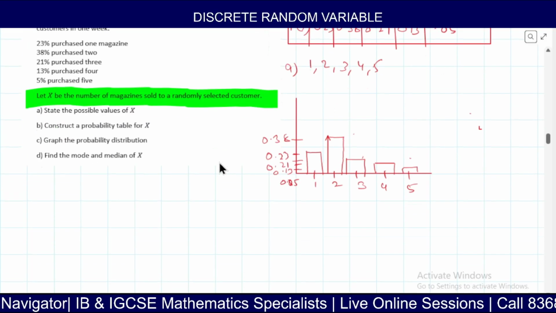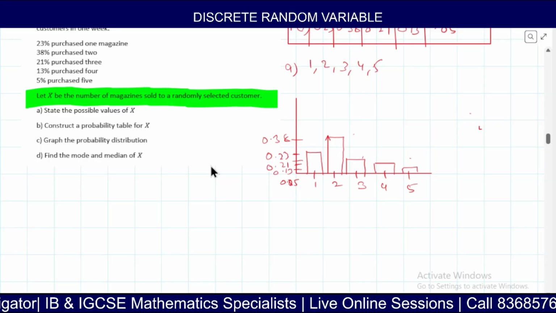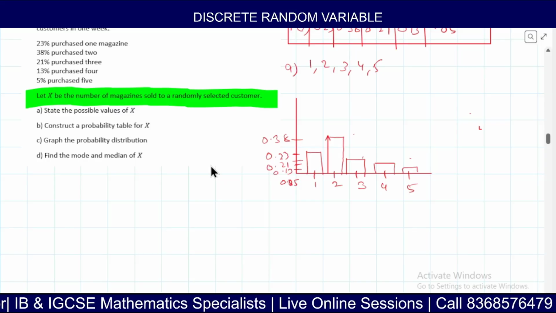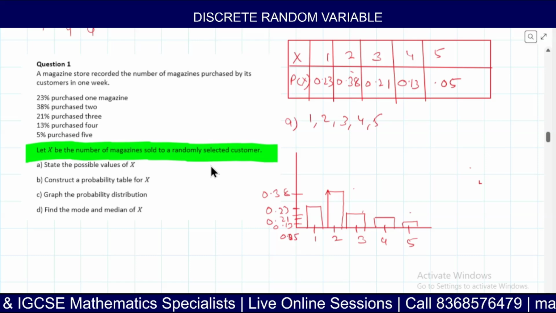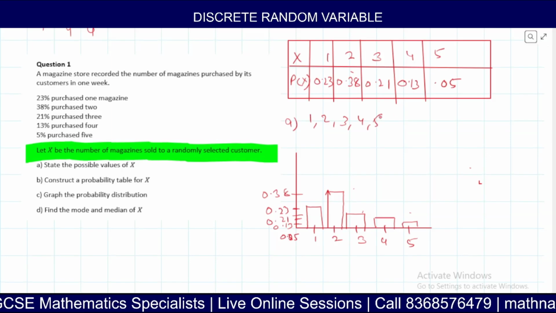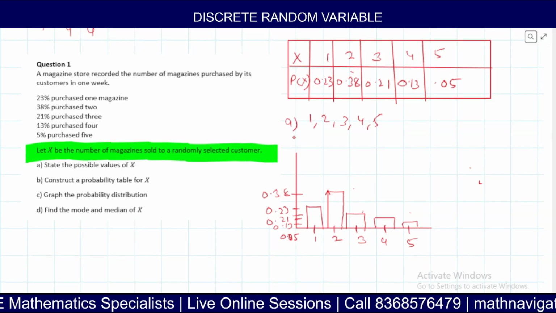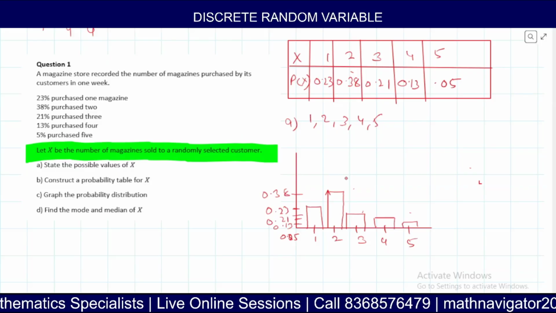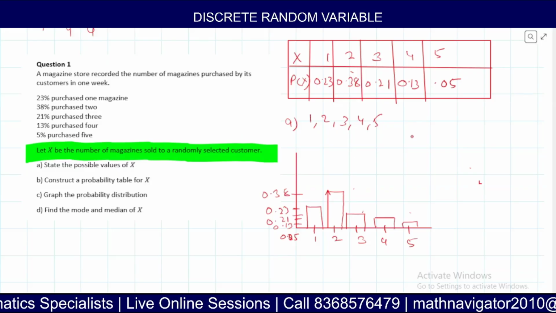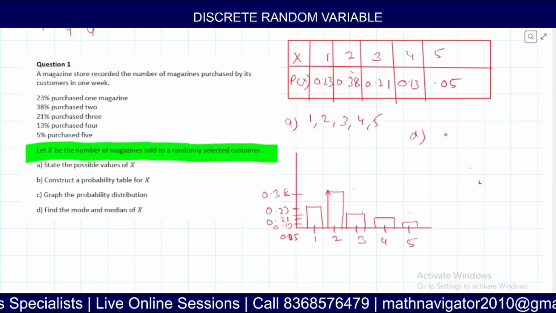So state the possible values of x and construct a probability table for x, graph the probability distribution which I did, find the mode and the median. So mode is the highest possible. So 0.38. So my mode is 3.